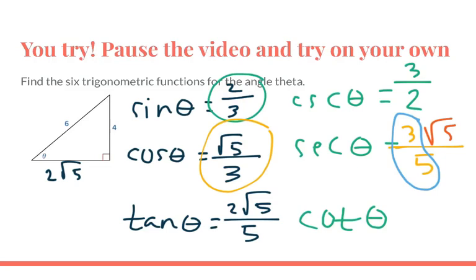Now, sometimes some of you think that this 5 and this 5 should cancel out. That does not happen because these are not both 5s. This is square root 5 and this is the regular number 5. So they definitely do not cancel each other out.